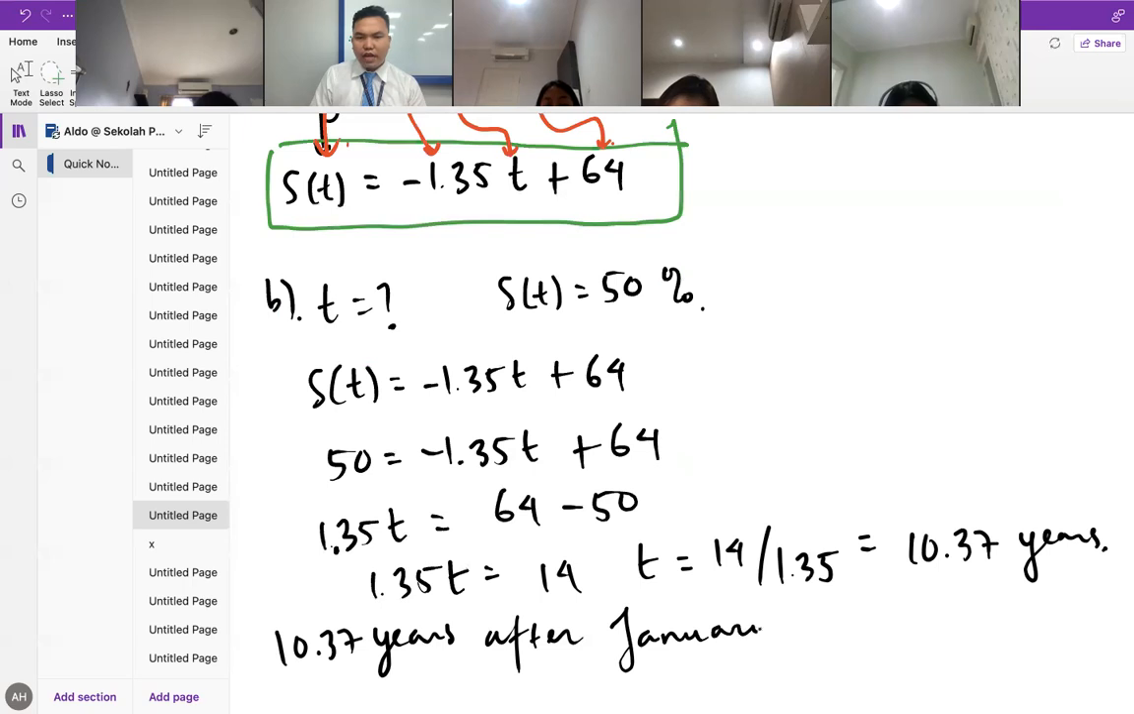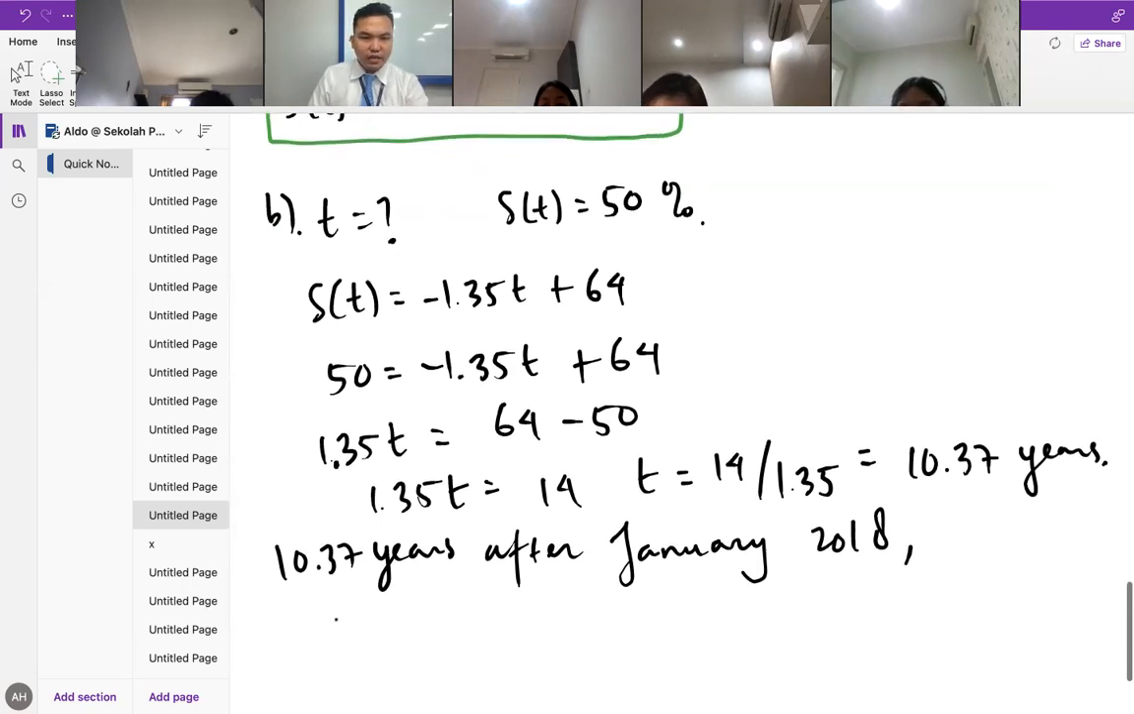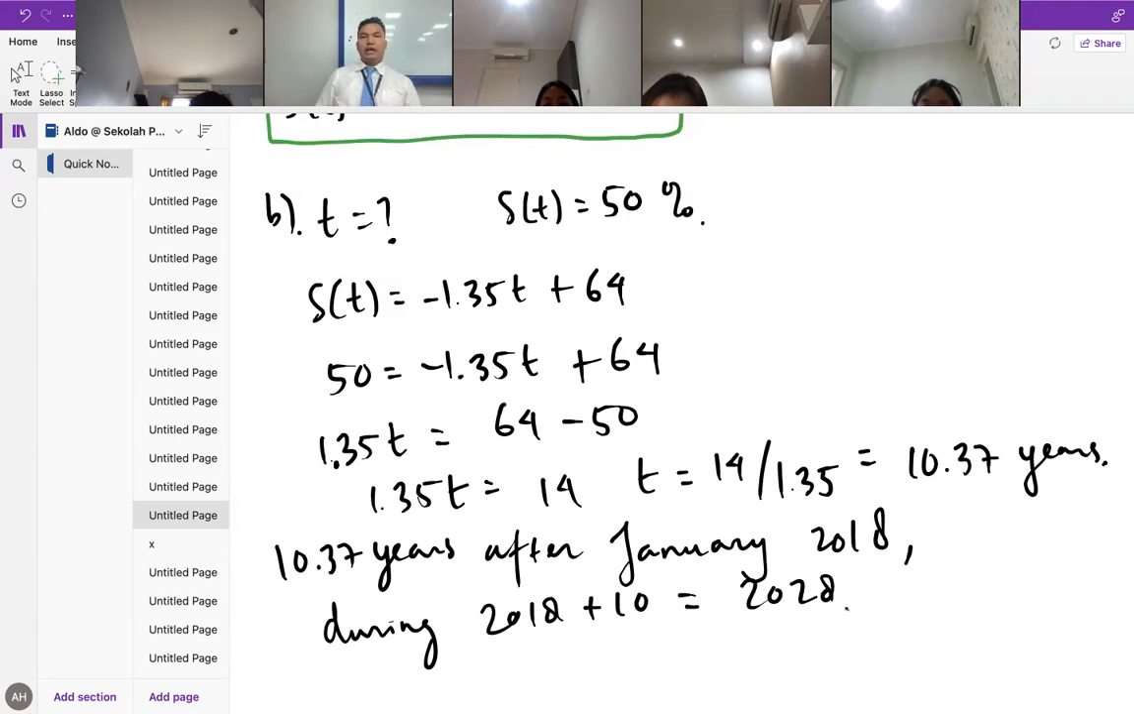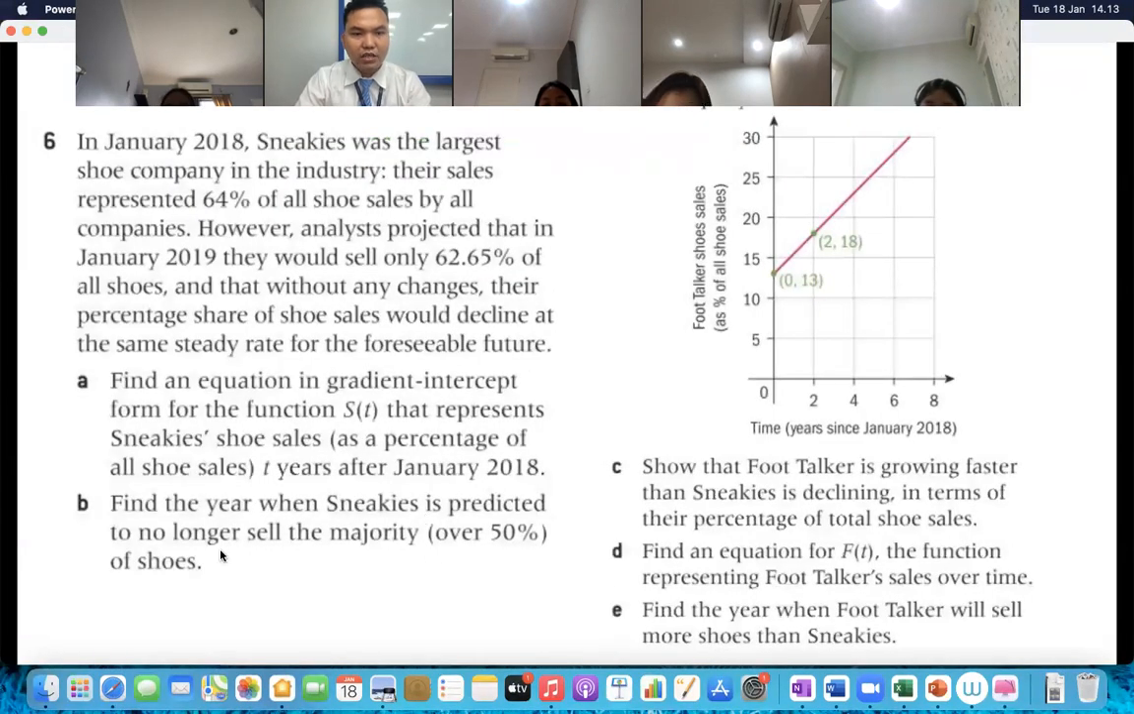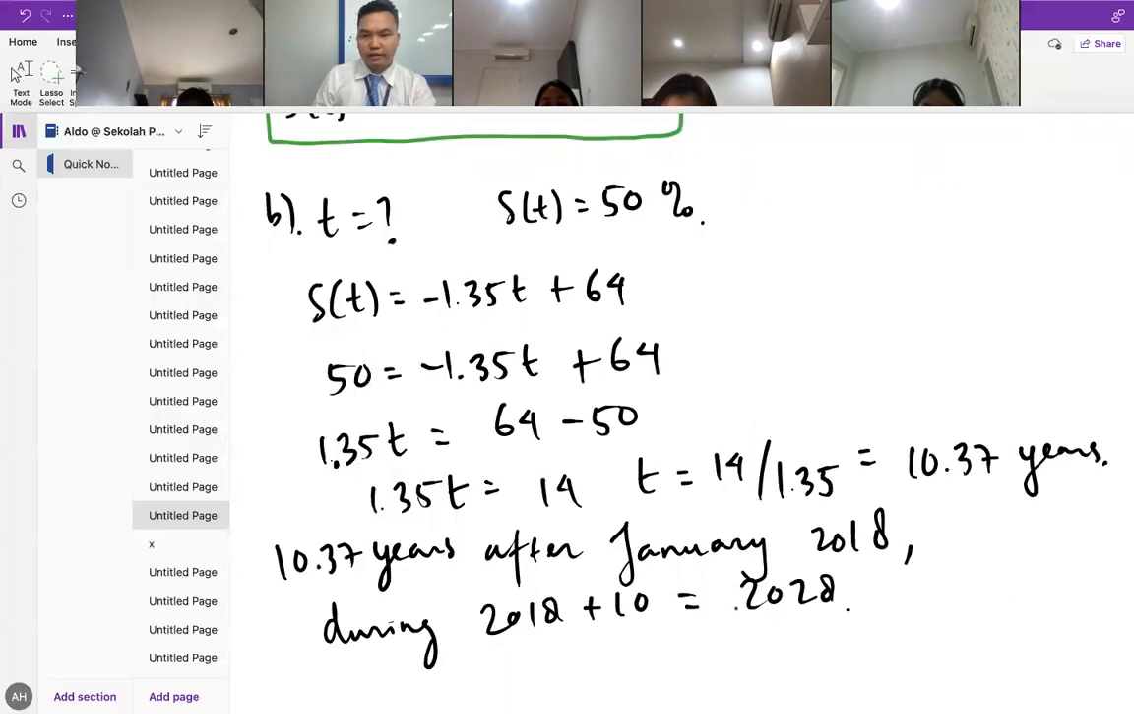Okay, so 10.37 years after January 2018, it will be around the year 2028. So in 2028, Sneakies no longer sells the majority. 2028, or about 13.37 years after January 2018.